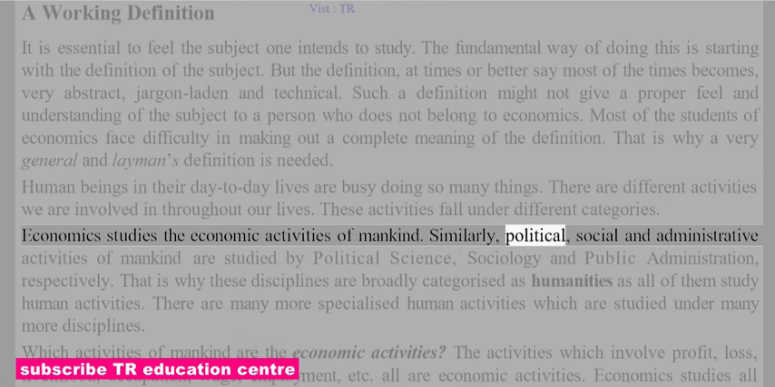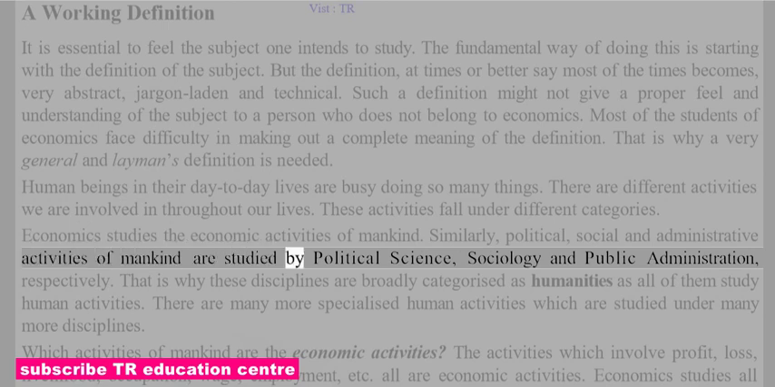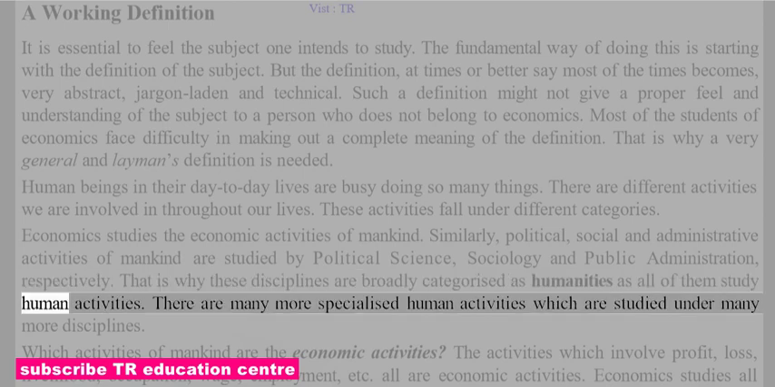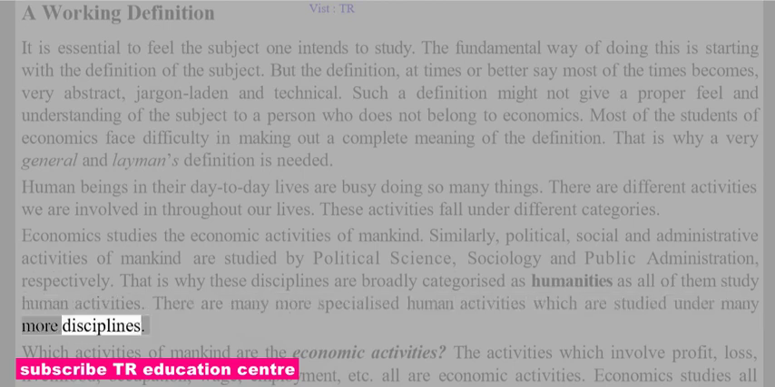Similarly, political, social and administrative activities of mankind are studied by political science, sociology and public administration, respectively. That is why these disciplines are broadly categorized as humanities, as all of them study human activities. There are many more specialized human activities which are studied under many more disciplines.